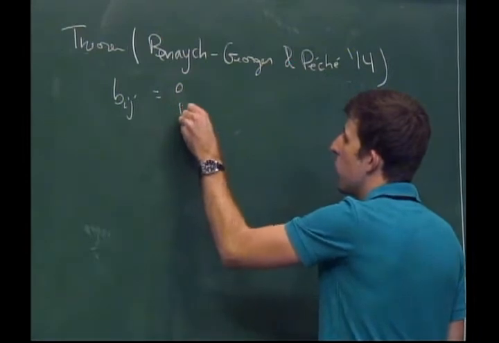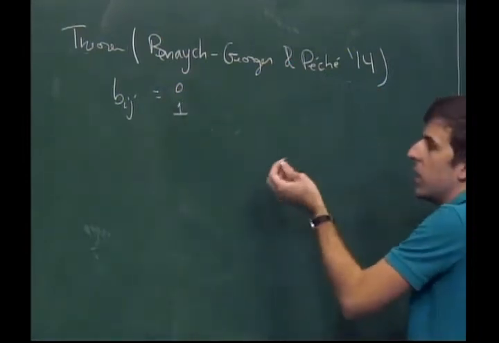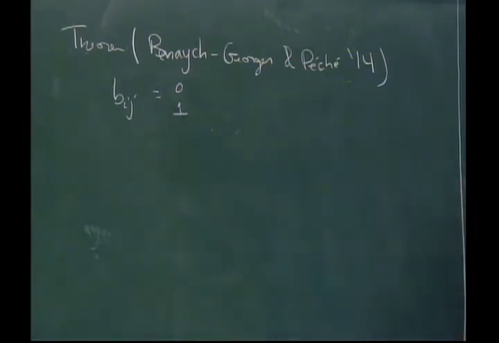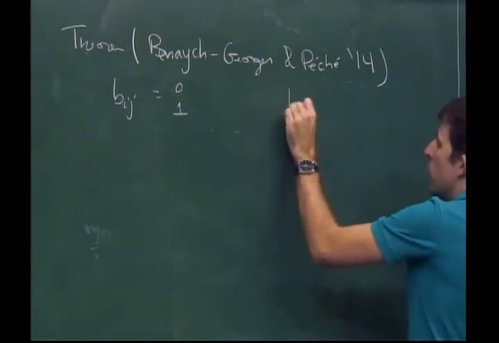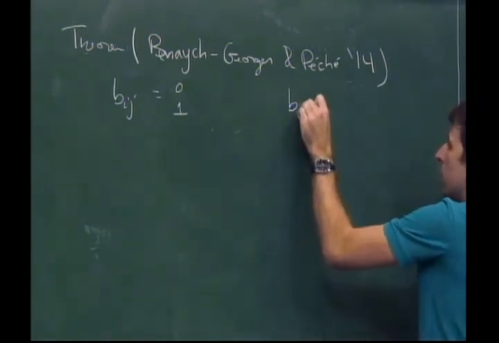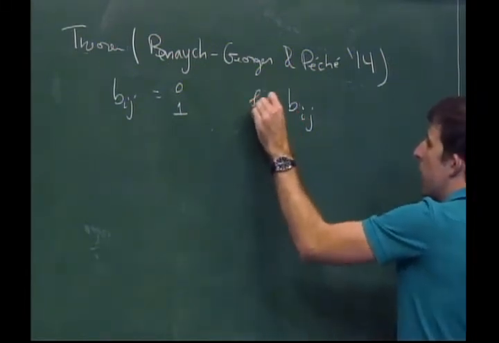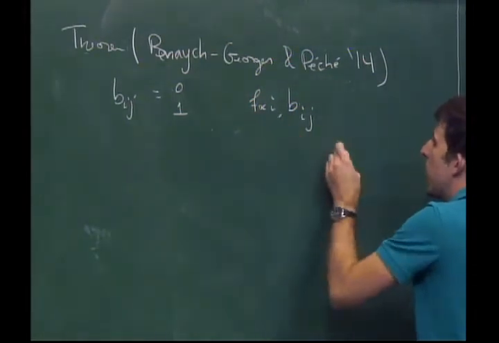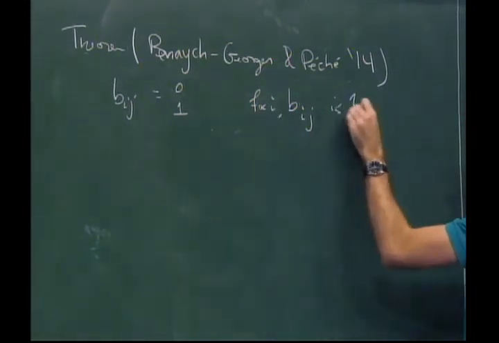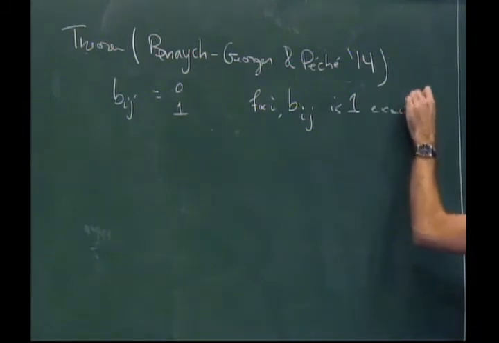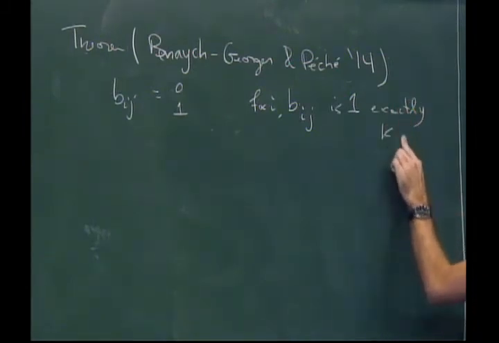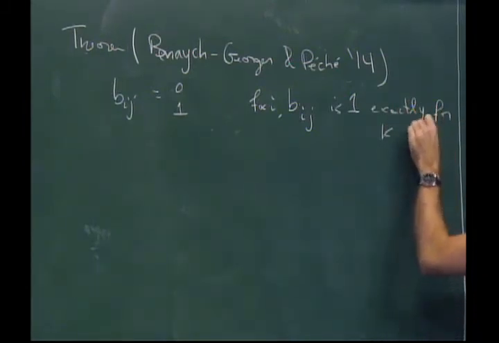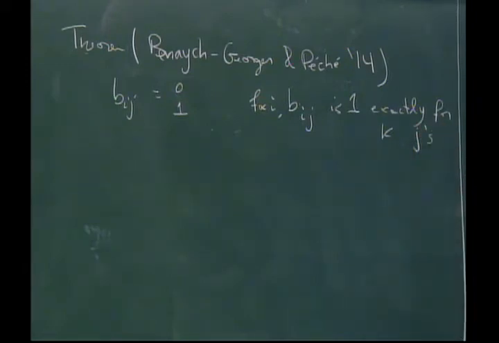So they can only be 0 or 1. And there's exactly k of them being 1 for each row. So fix i, Bij is 1 exactly k times. Exactly k j's. Okay? So it corresponds to the adjacency matrix of a k-regular graph.